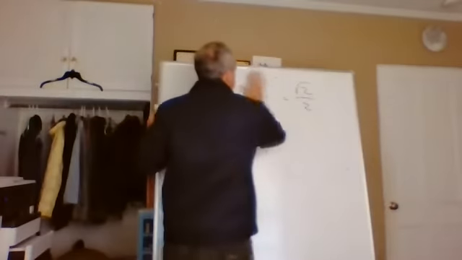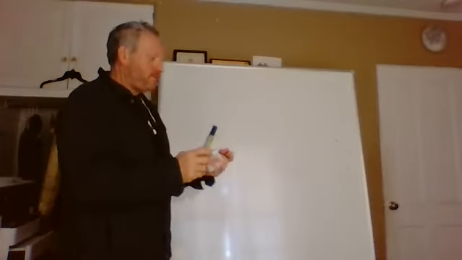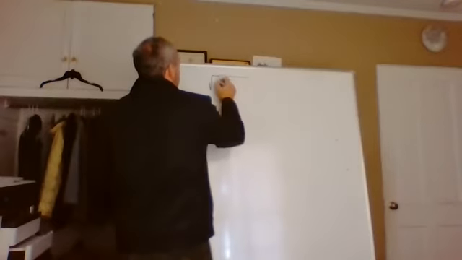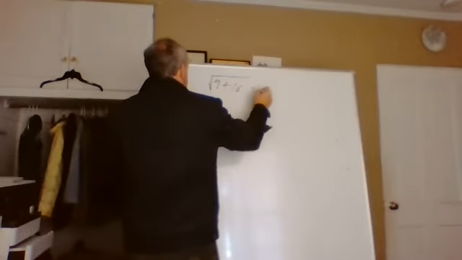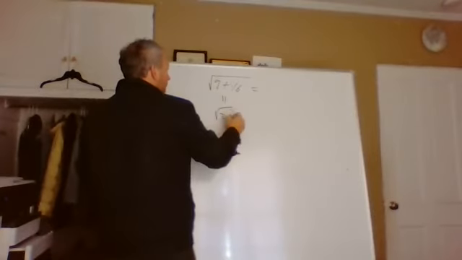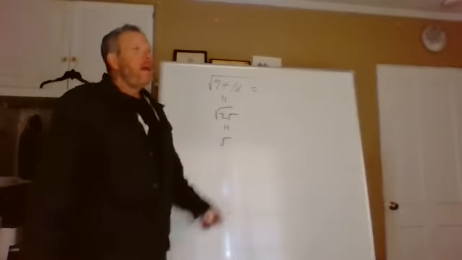Now, I want you to just watch one example of something that fails. So let's take a look at this. Square root of 9 plus the square root of 16. Now, no doubt about it, 9 plus 16 is 25. So I don't think anybody would doubt that that's true. And what's the square root of 25? 5. Okay, so that's definitely the answer.